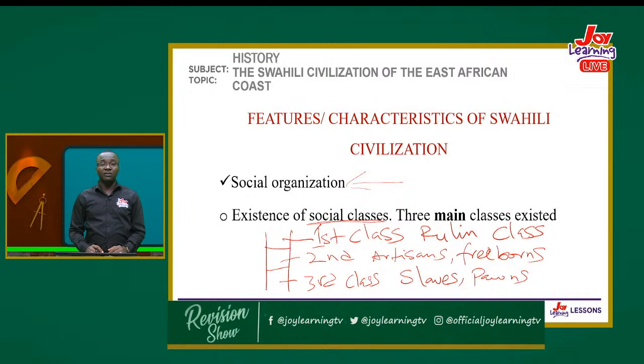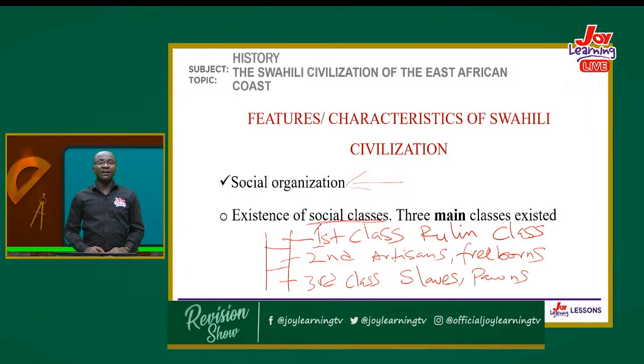Slaves and pawns. So in between the third class and the first class is the second class. We're saying that they are the citizens or members of the society who are not slaves, who could go about doing their normal businesses and live their regular life. They usually were artisans or interpreters or clerks, those who assisted the ruling class in the daily runnings of their ruling activities or governance.